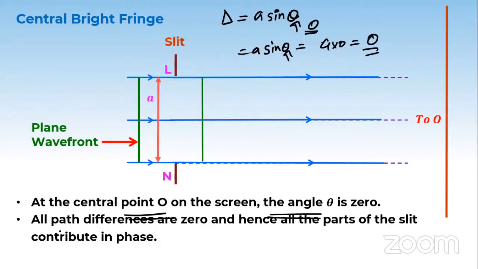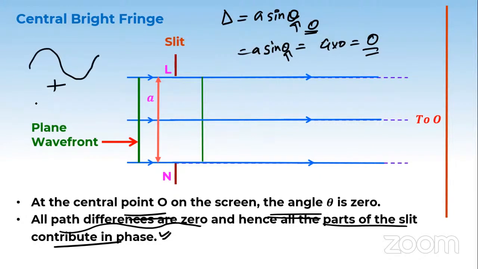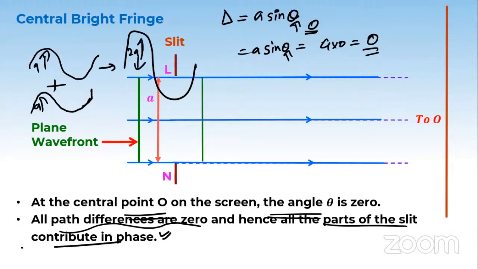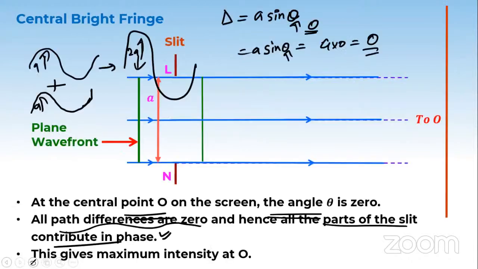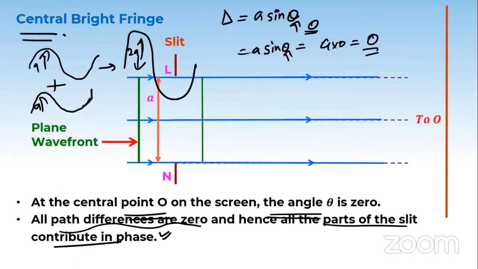Since the path difference is 0, all the parts of the slit contribute in phase. In phase means, suppose this is a wave, and if it gets superposed or interferes with a wave having the same symmetric configuration, you'll get a net bigger wave like this. That is A plus A gives you a 2A amplitude wave. That is the maximum intensity, by the way. So in phase will give you maximum intensity.